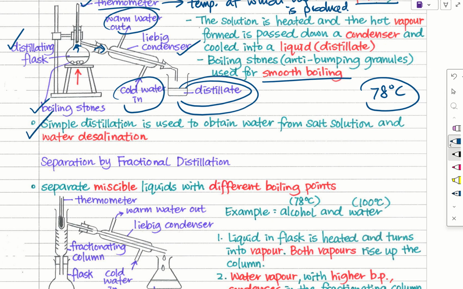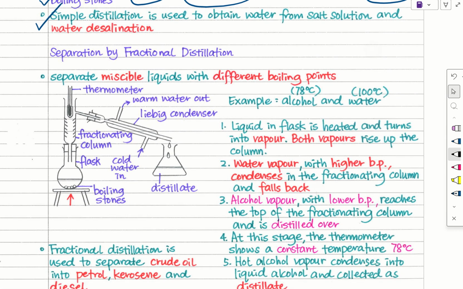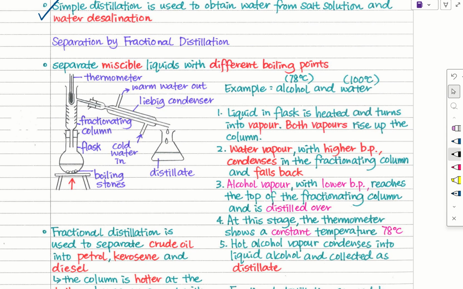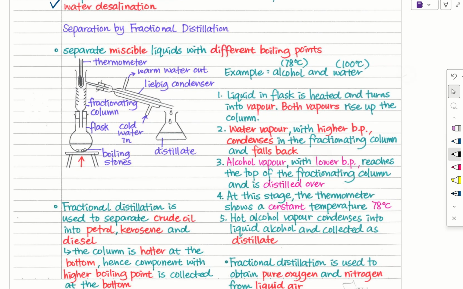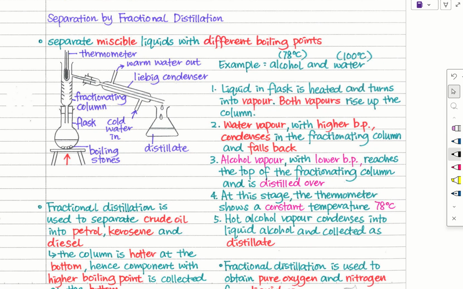So you may want to memorize this. Okay, so another one is separation by fractional distillation. This is actually not in our syllabus, but maybe it's good to know. Sooner or later you will have to learn this in upper secondary. Now, it is to separate miscible liquids. Miscible means they can be mixed together. Okay, they mix up together.